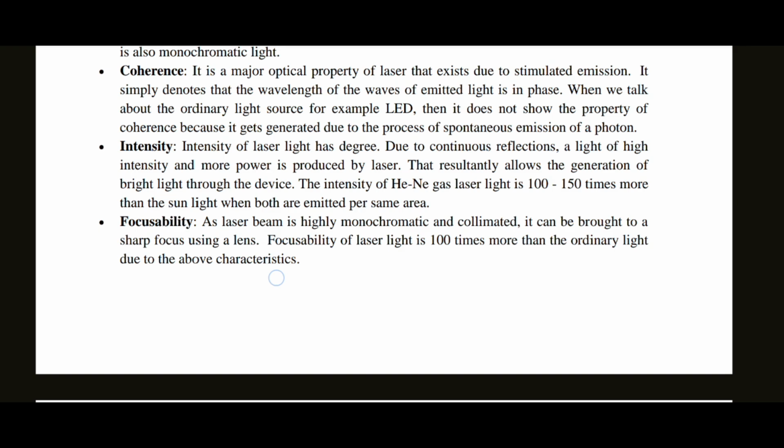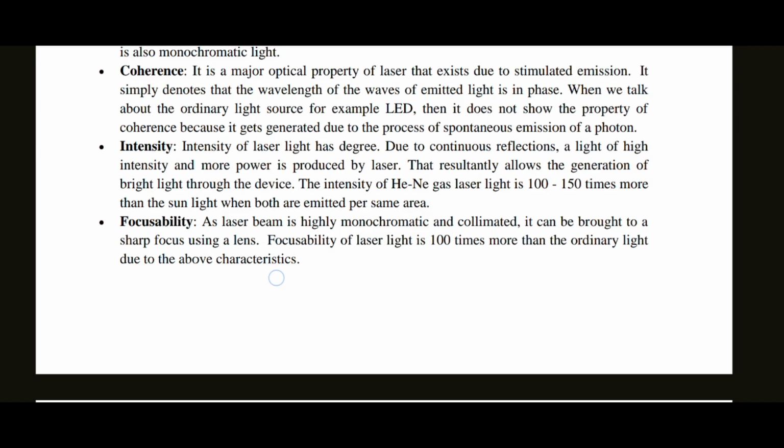Focusability: as a laser beam is highly monochromatic and collimated, it can be brought to a sharp focus using a lens. Focusability of laser light is 100 times more than that of ordinary light due to the above characteristics.